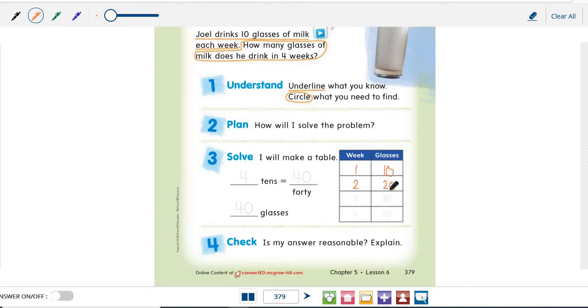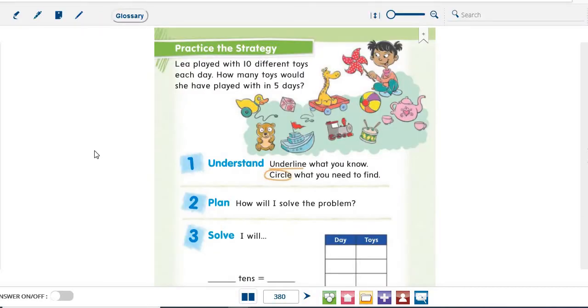So 10, 20, and 30 for the third week, or until the third week, and 40 until the fourth week. So this is week number 1, 2, 3, and 4. So Joel will drink 40 glasses of milk through 4 weeks. Now let's solve another problem or another example.